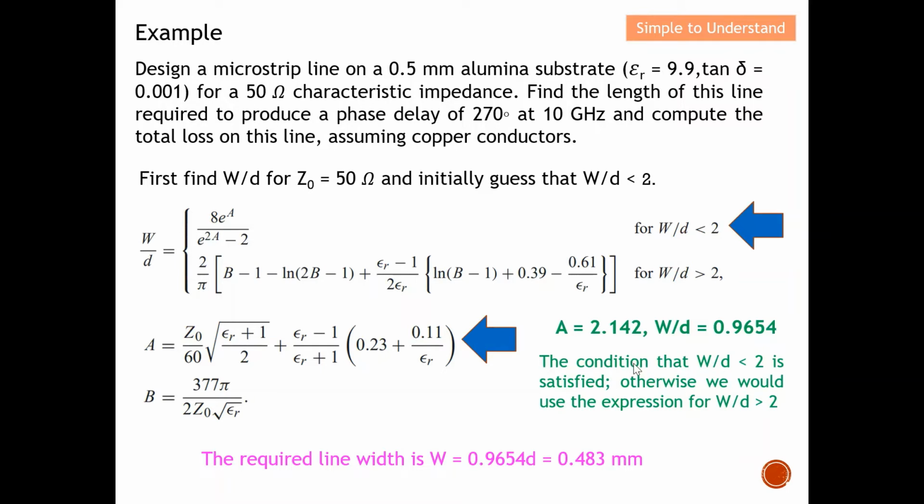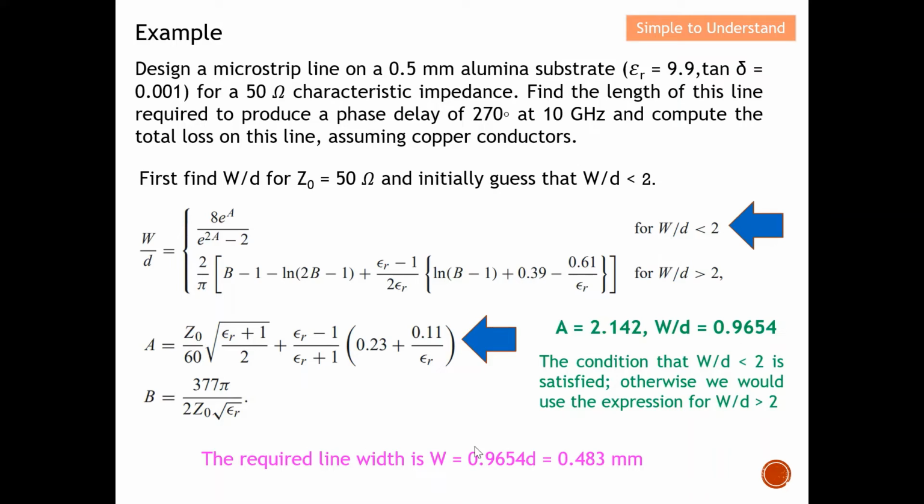So this is what I mean. The condition is actually satisfied. Otherwise, if it's not satisfied, I probably need to use another equation. But for this particular example, the condition is satisfied, because W over the depth of the microstrip line is less than 2. The actual value is 0.9654, which is less than 2.